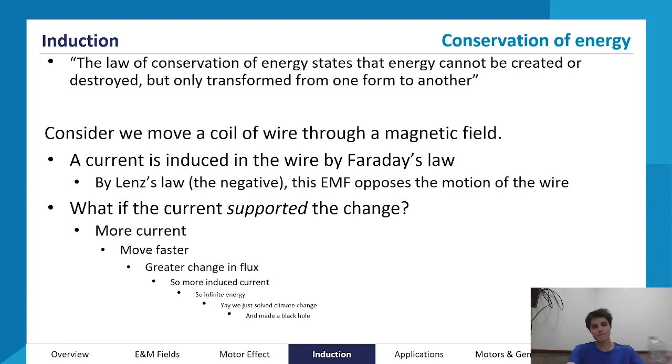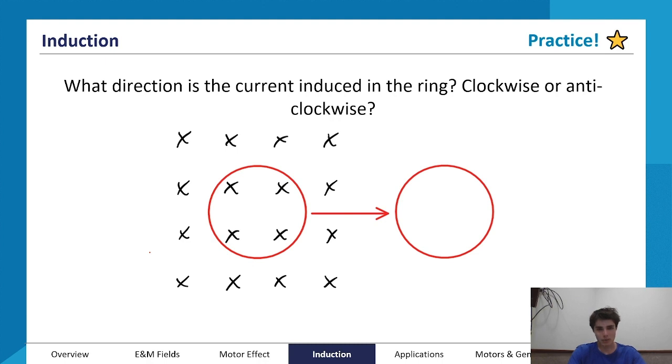And yeah, let's do a cheeky practice here. Let's try and figure out what direction the current is going to be induced in the ring. Is it going to be clockwise or is it going to be anti-clockwise? So in this situation here, we've got a ring that is being pulled out of a magnetic field. And we need to figure out, well, Lenz's law says we need to oppose whatever change is happening. We need to go from this very concrete example, apply that slightly abstract law, and figure out what is actually going on here.